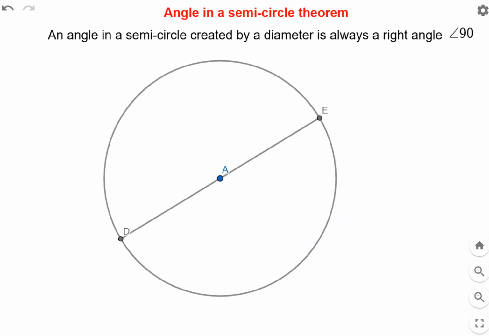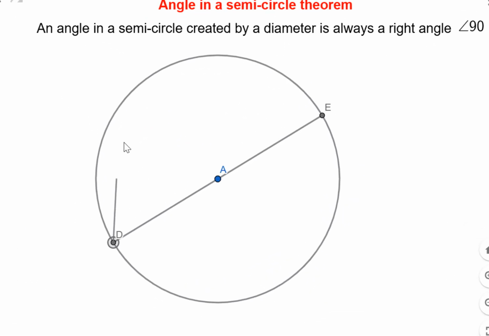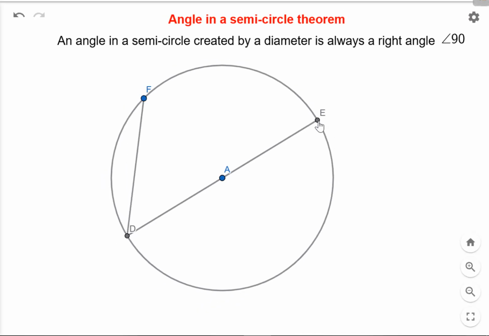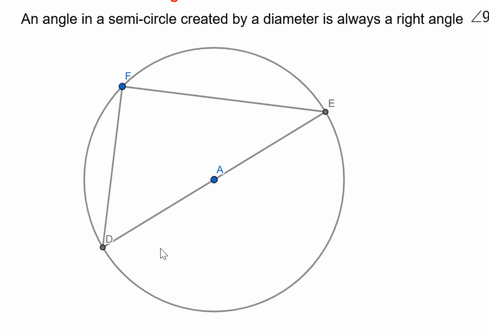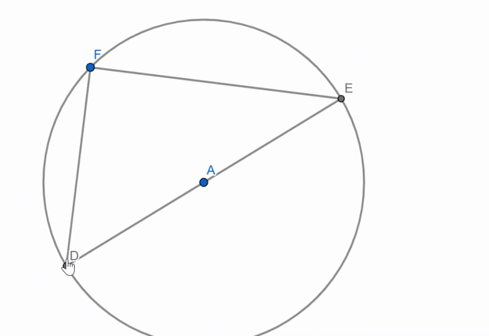So let's draw a line from the diameter to create an angle. So you draw one here and another one here. Alright, so we've created an angle. Now let's measure the angle. I bet you can guess the size of angle DFE because it's created by the diameter. So what is the angle going to be? Let's measure.